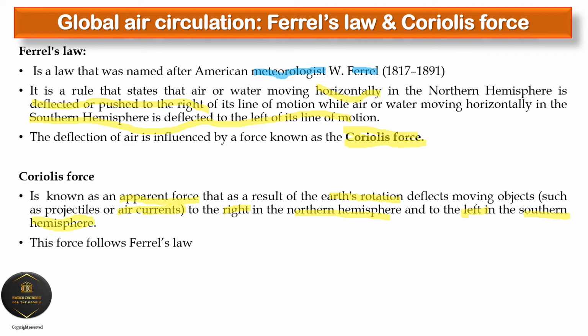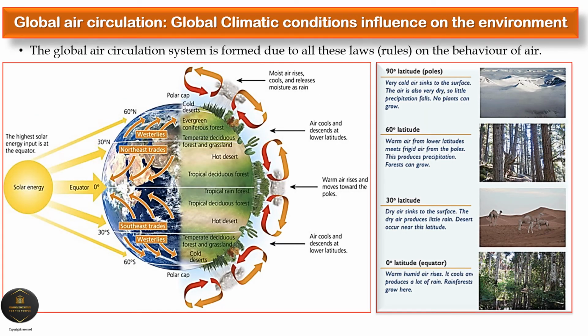So basically the Coriolis force follows Ferrel's law. Ferrel's law says in the northern hemisphere, air will be deflected to the right. In the southern hemisphere, it will be deflected to the left. And what influences that deflection? It's a force known as the Coriolis force. So the Coriolis force implements what Ferrel's law says. So the two work hand in hand. So please remember that. Let's move on now.